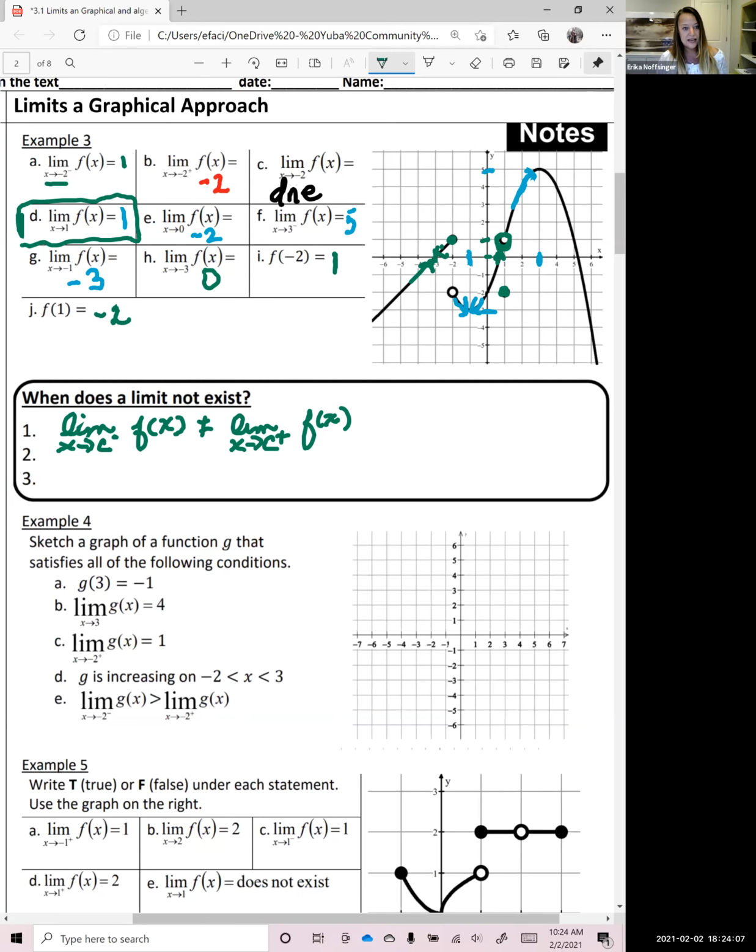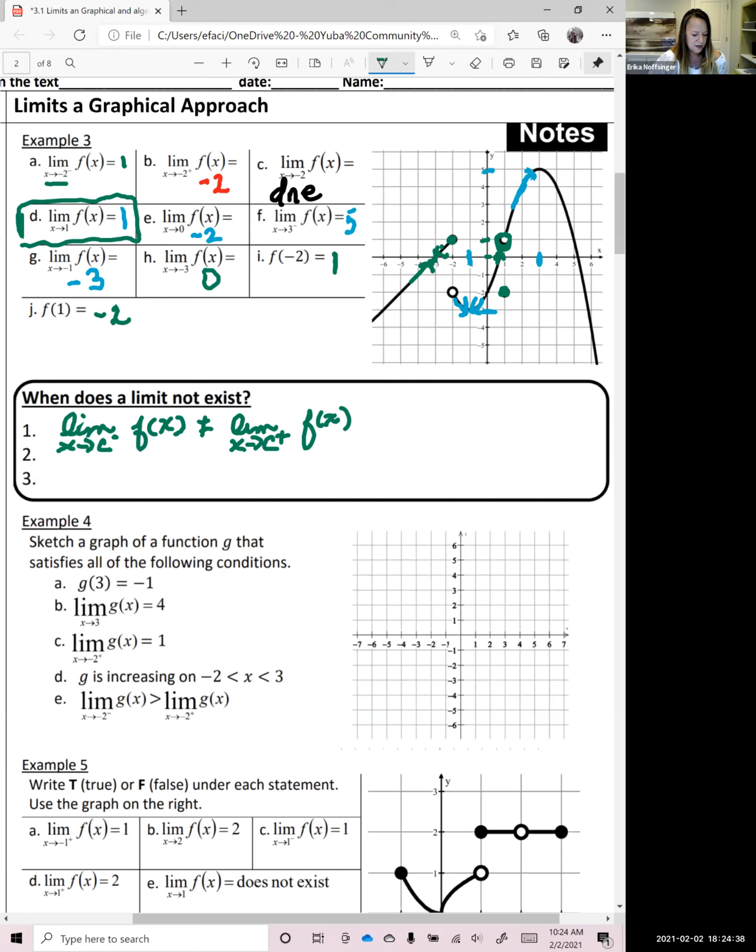So now we're going to look at an example where they give us information about the graph. And given that information about the graph, we want to sketch the graph that has those characteristics. We're right now looking at example 4 on the screen, and it says to sketch a graph of a function g that satisfies all of the following conditions. This is nice in the fact that you have to understand what's going on and understand this notation in order to do this.